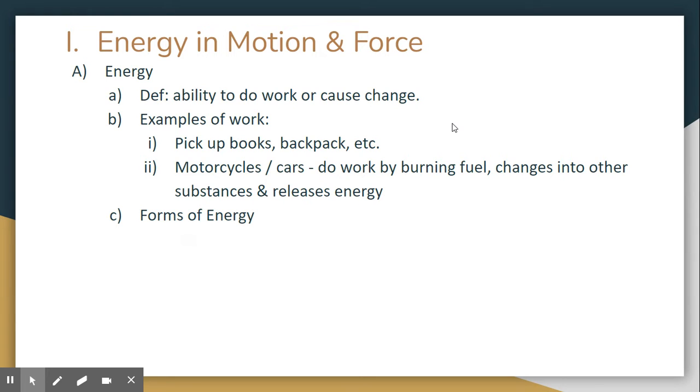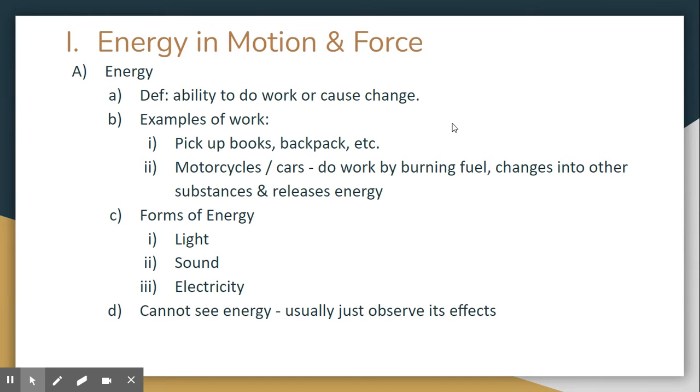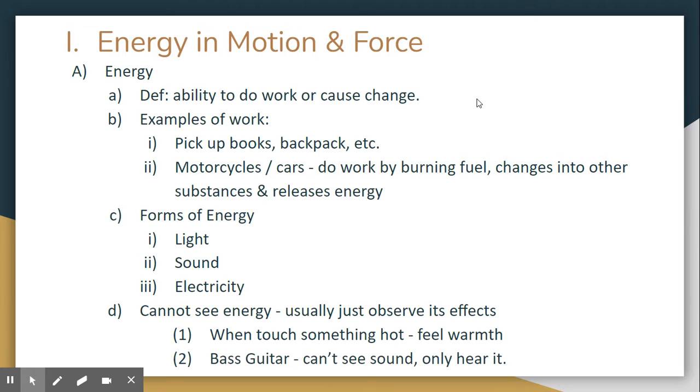Forms of energy: there's lots of different forms. Energy can be in the form of light, sound, electricity, heat. Okay, we cannot see energy. We usually can just see the effects of energy. When we touch something hot, we can feel its warmth. So we don't really usually see that it's hot, we can feel that it's hot. With the bass guitar, I can't see the sound, but I can certainly hear the sounds that it makes.